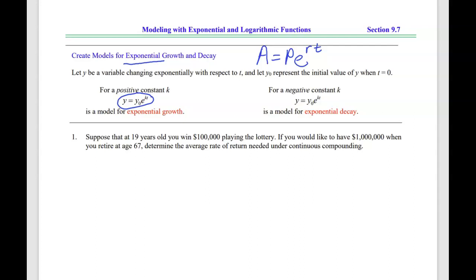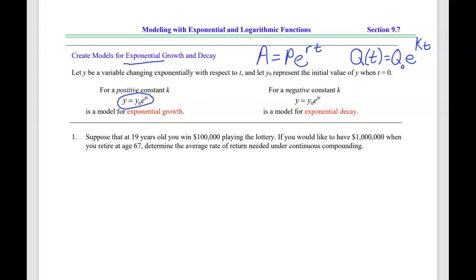The difference is that we've just changed the letters, and we can use different letters. A is equal to P times E raised to the RT. We can also use Q of T is equal to Q sub 0 E to the KT. K is just our growth factor. That's the rate at which we grow or decay.